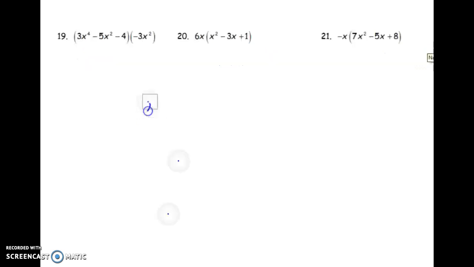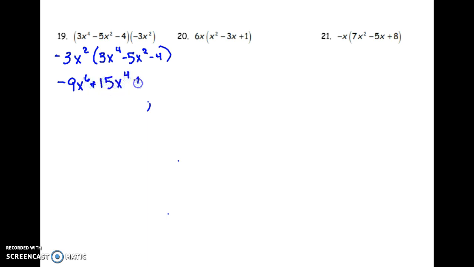Okay, I want to rearrange. This is negative 3x squared times 3x to the fourth minus 5x squared minus 4. Then when I distribute, negative 9x to the sixth plus 15x to the fourth plus 12x squared. Okay, this one would be 6x to the third minus 18x squared plus 6x. And then we've got a negative 7x to the third plus 5x squared minus 8x.